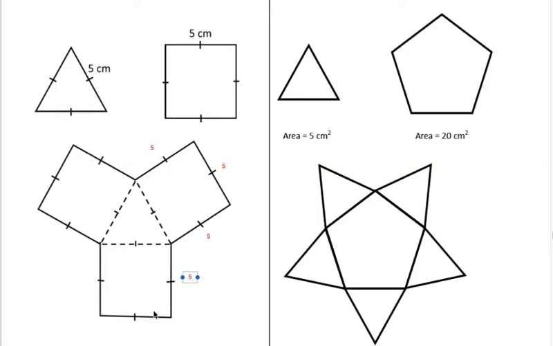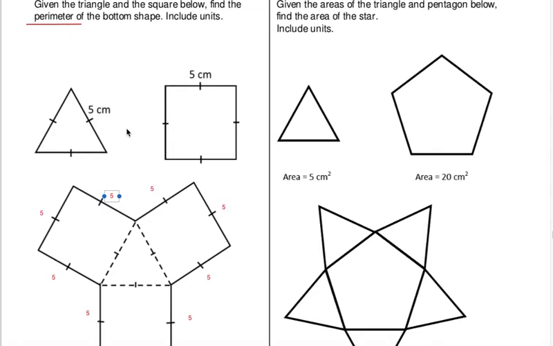Let's just keep going. 20, plus 25, plus 5 is 30, plus 5 is 35, plus 5 is 40, plus 5 is 45, and 45 is the answer. So the perimeter of the bottom shape is 45.